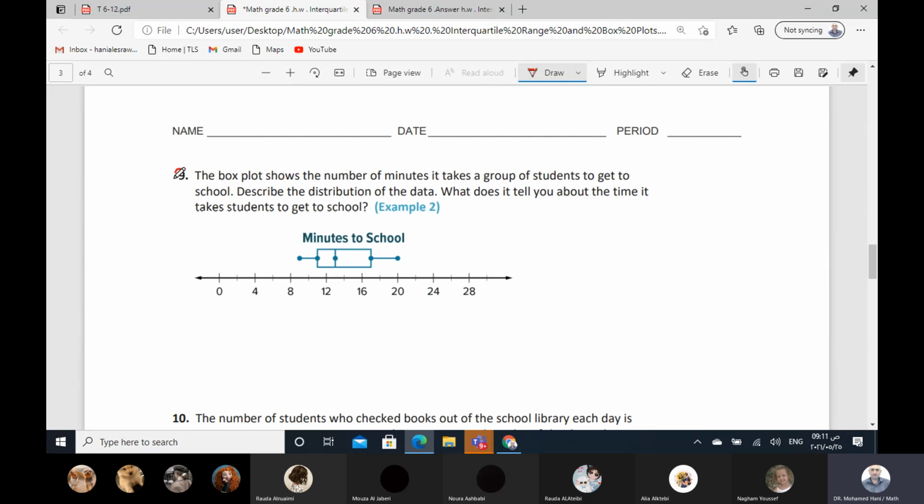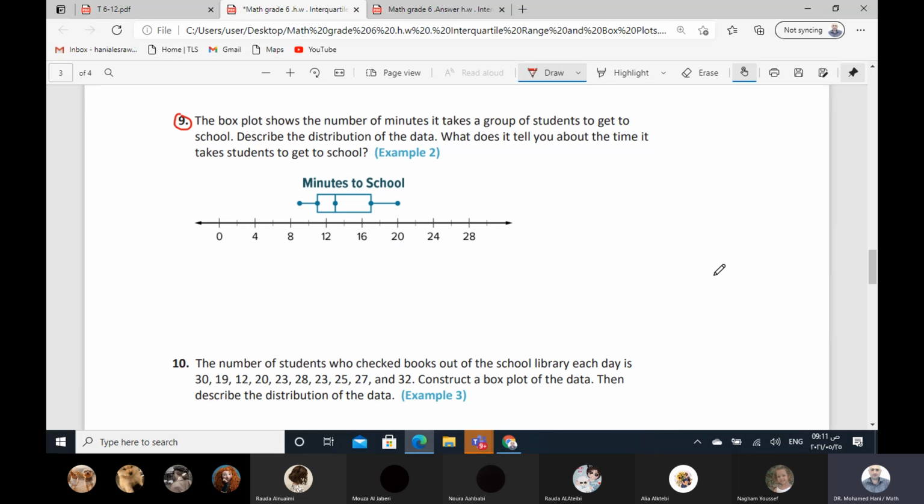Who can read exercise number 9? Mr., can I read it, please? Yes, please. The box plot shows the number of minutes it takes a group of students to get to school. Describe the distribution of the data. What does it tell you about the time it takes students to get to school? Thank you. I want from all to read the question again, then try to describe this result, then tell me what is your answer. Start, please.